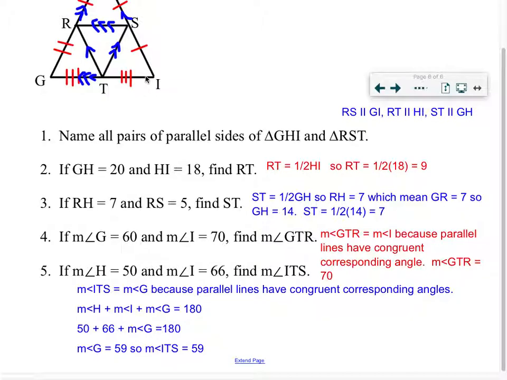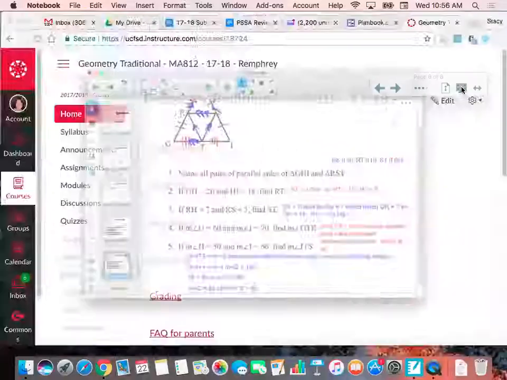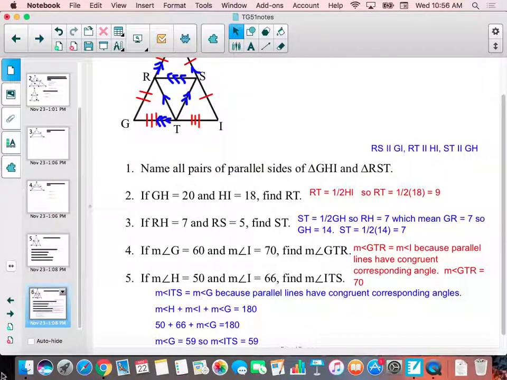So that is the conclusion of the notes for today. You can check the announcement to see what you should be doing next.